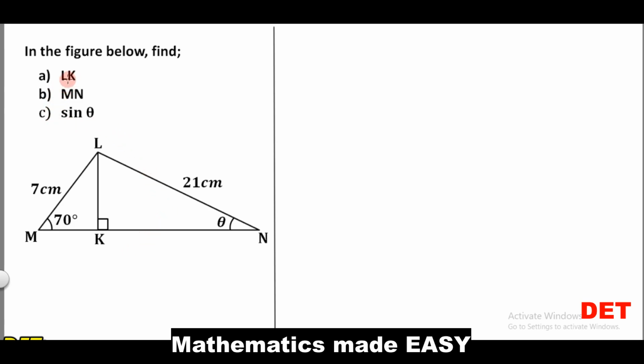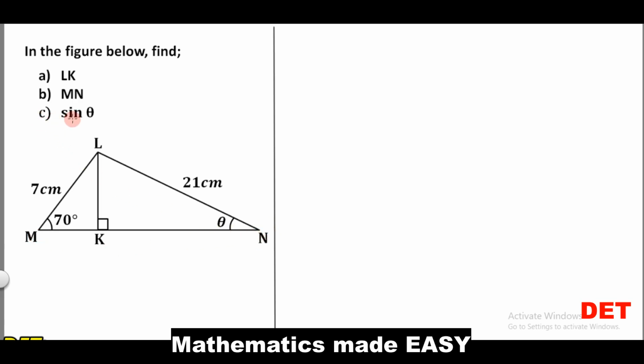Alright, so here in this video we're going to look at this question. The question is, in the figure below, find A, LK. This is L, this is K, so you are finding the distance from here to here. B, MN. This is M, this is N, so you're finding the distance from here to here.